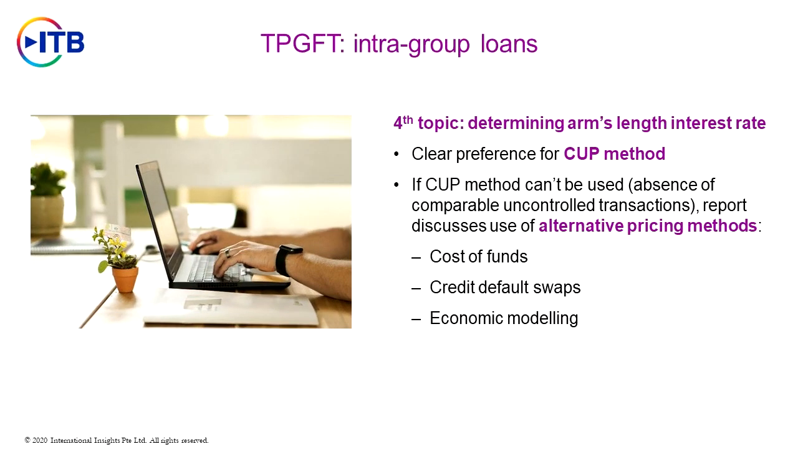And the fourth topic concerns determining the arm's length interest rate. The report shows a clear preference for the CUP method, if it can be used. If it can't be used because of the absence of comparable uncontrolled transactions, the report discusses the use of several alternative pricing methods: cost of funds, credit default swaps, and economic modelling.